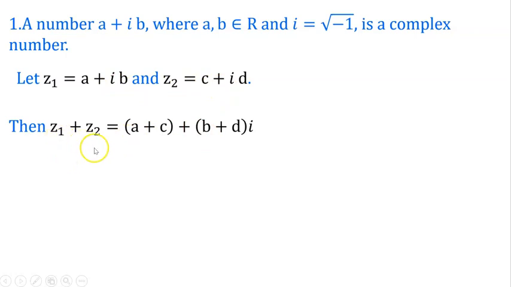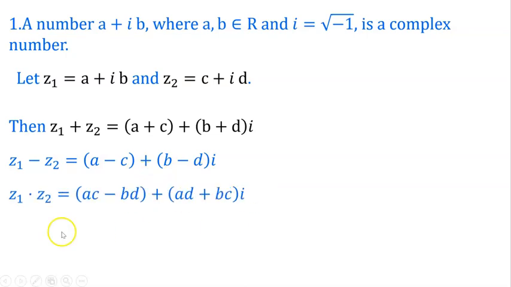Their addition Z1 plus Z2 is equal to (a plus c) plus (b plus d) into i. Subtraction of complex numbers Z1 minus Z2 is equal to (a minus c), that is subtraction of real parts, plus subtraction of imaginary parts into i. Next, Z1 into Z2, that is the multiplication of these two complex numbers, is (ac minus bd) plus (ad plus bc) into i.